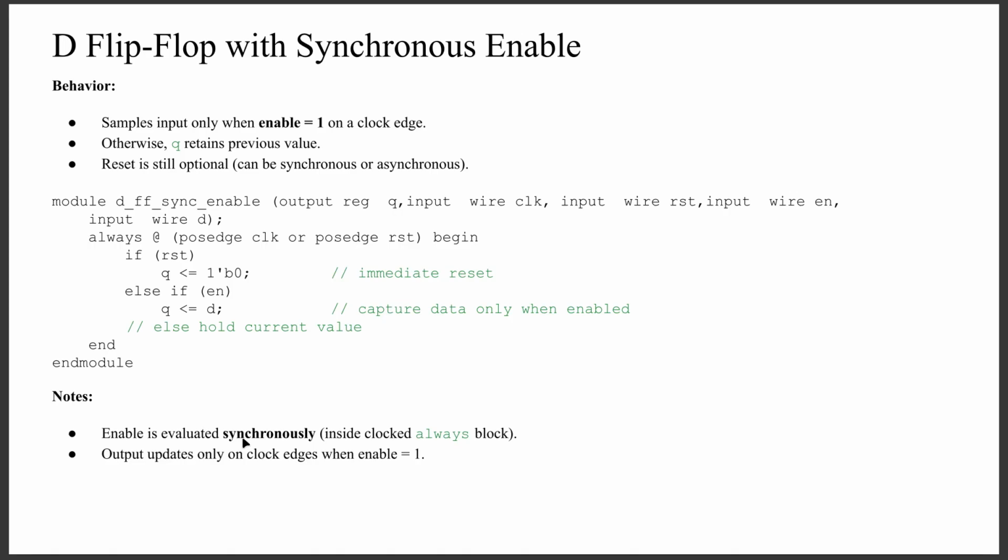D flip-flop with synchronous enable behavior. It samples input only when enable is 1. Otherwise, Q retains its previous value. Reset is still optional, and can be synchronous or asynchronous.